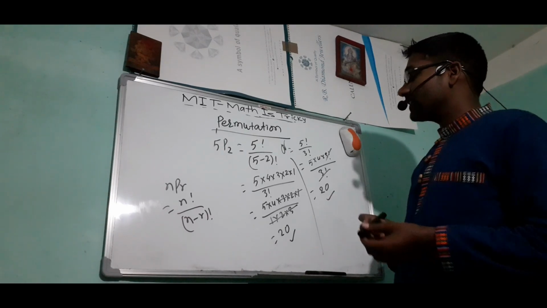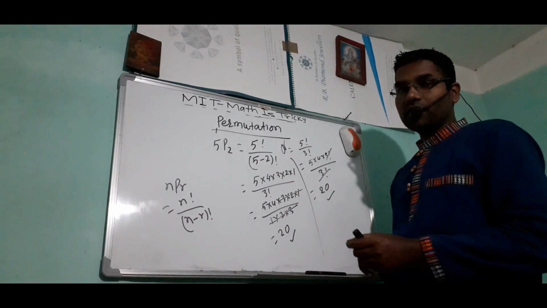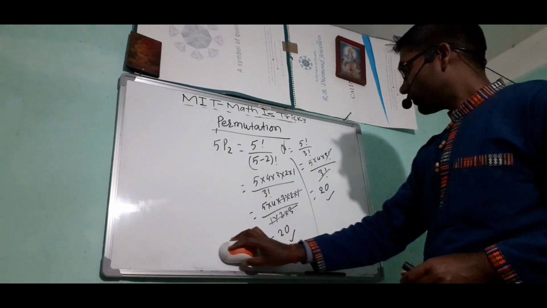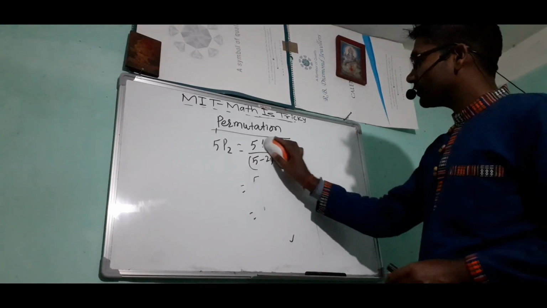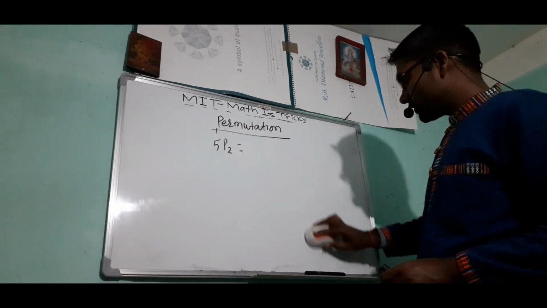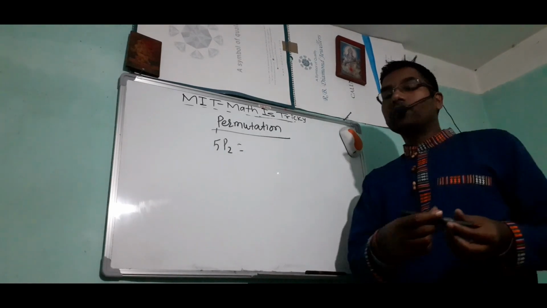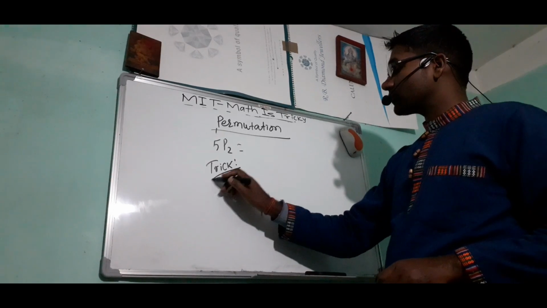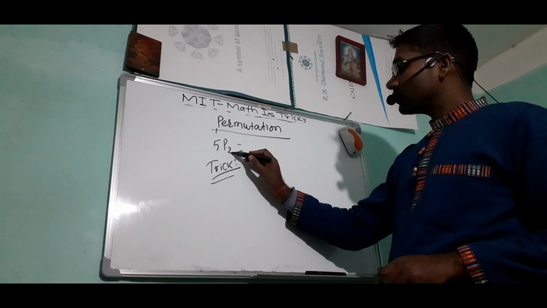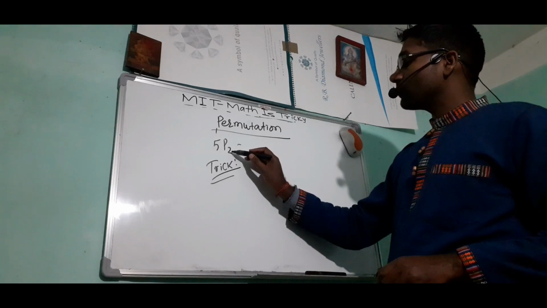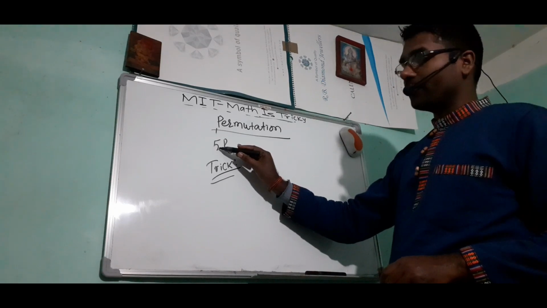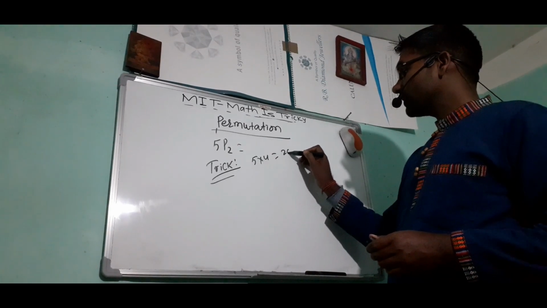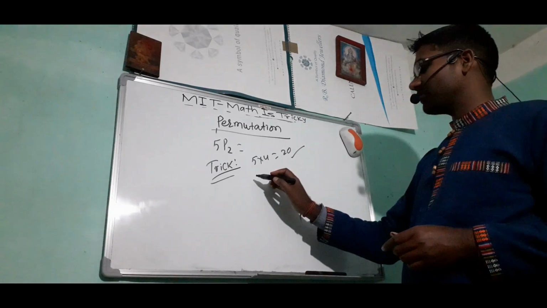Now I'm going to share the super fast trick for getting the answer. We have got the same answer, but what is the trick? How can we solve it within a second? The trick is here. For 2, start from 5 and come down 2 steps. So 5 into 4, the answer is 20. That's your answer.